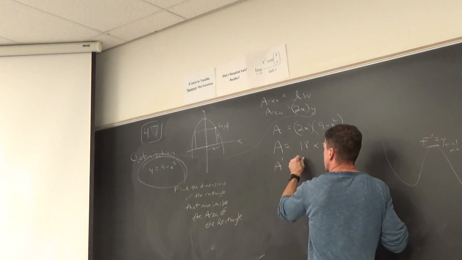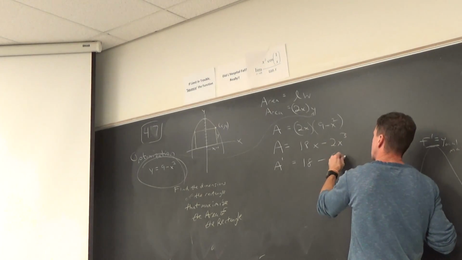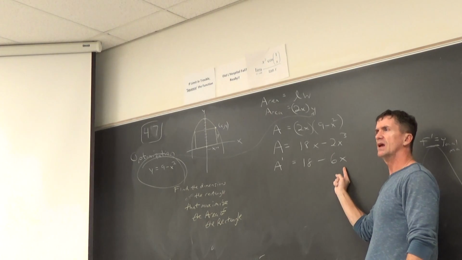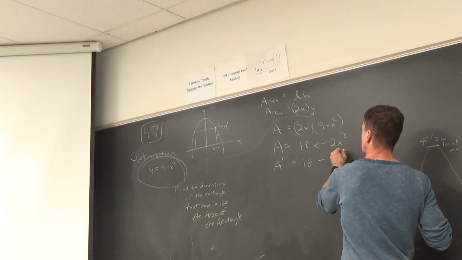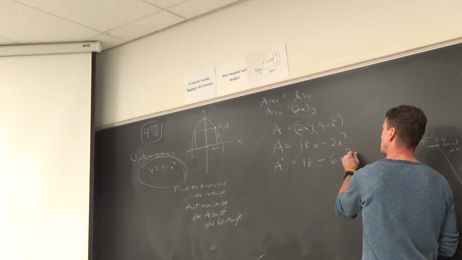What's that derivative? 18. What's minus that derivative? 6x. Sometimes I get that on the test. What's wrong? Yeah, power rule, right? 6x squared. Now, can you solve that?